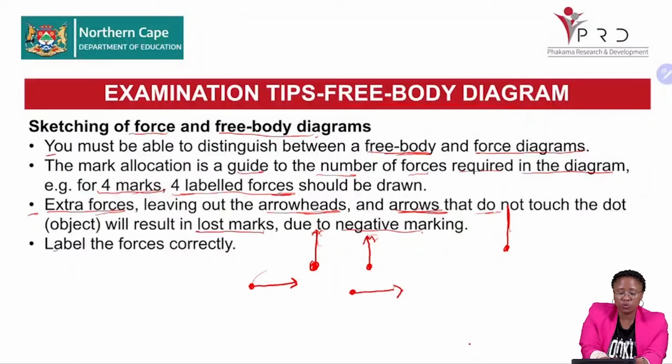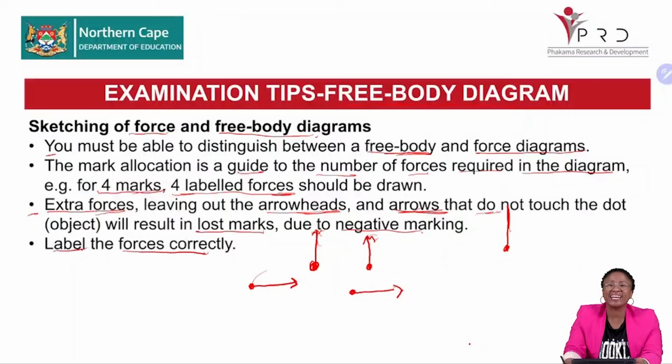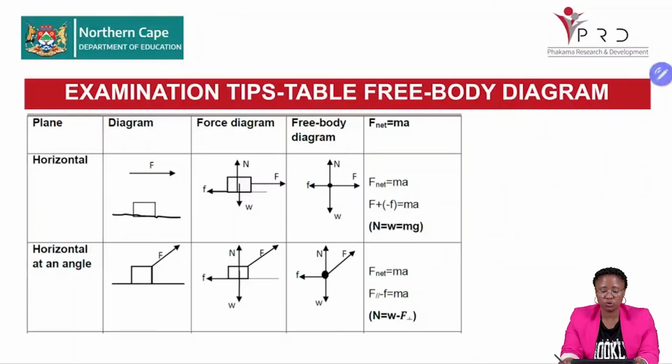Now you also need to label the forces correctly. Use the correct symbols as you name the forces. For example, for the normal force, we use capital letter N to represent it. Please use the correct symbols. That is what is going to guide you. And remember, if you are not sure about the symbols, you can always visit your exam guideline, which is the 2021 exam guideline for physical sciences. You should get all the necessary information regarding which symbols to look out for.